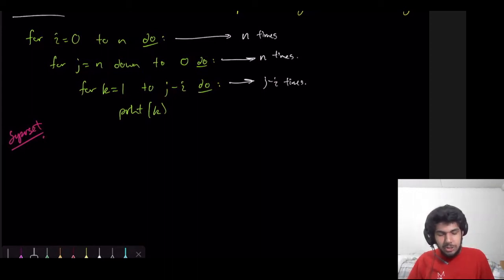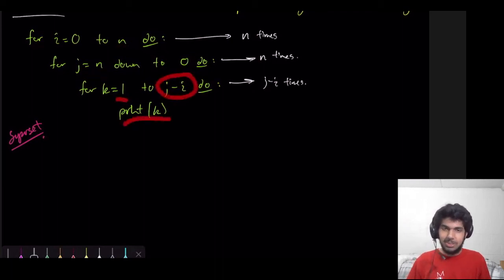You want to be careful. You shouldn't say that j minus I is equal to n minus n, because that would say that this runs 0 times. There are instances in which it will run 0 times. For example, when I equals n and j equals n, this will say for k equals 1 to 0, do this. So there are times where it runs 0 times, but that's not saying it runs 0 times every single time.